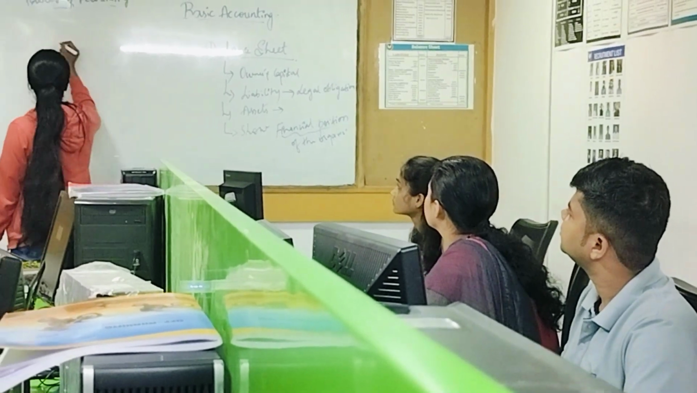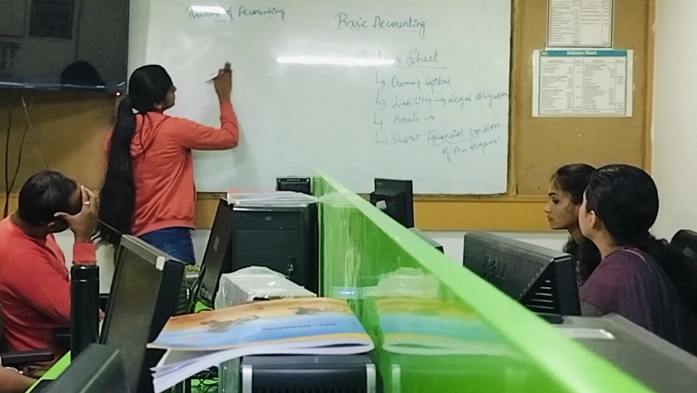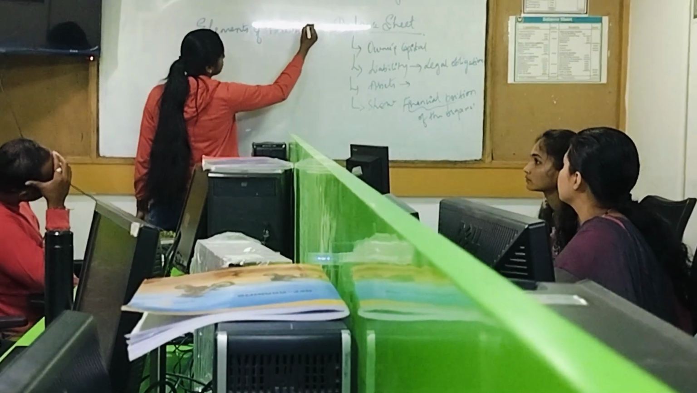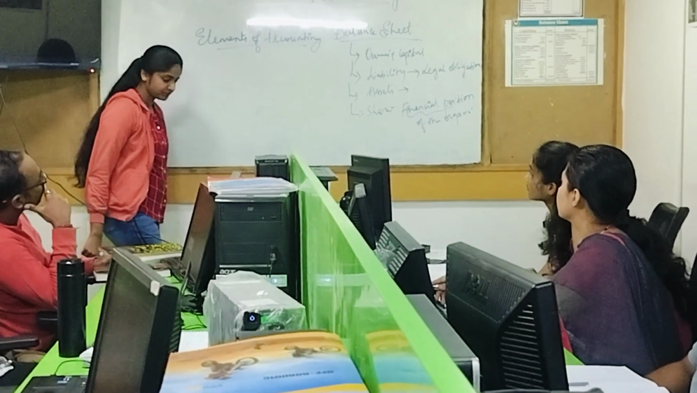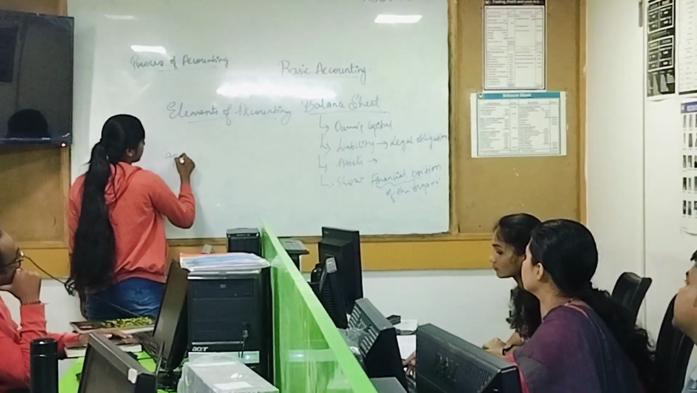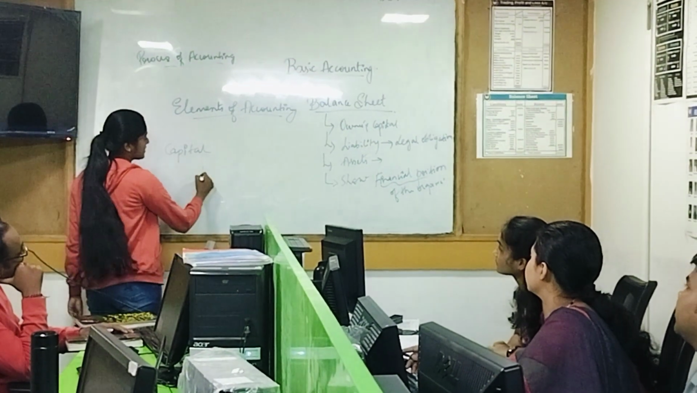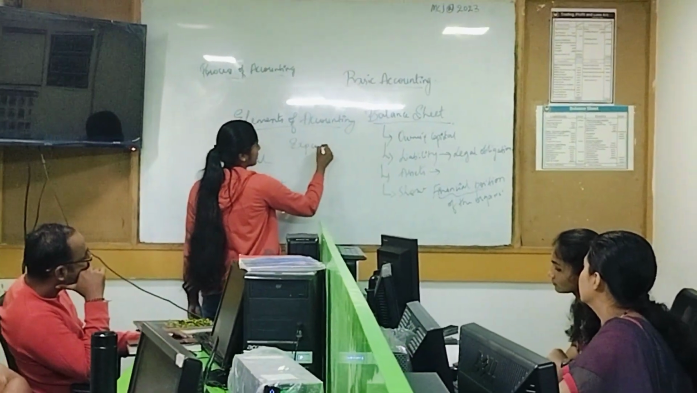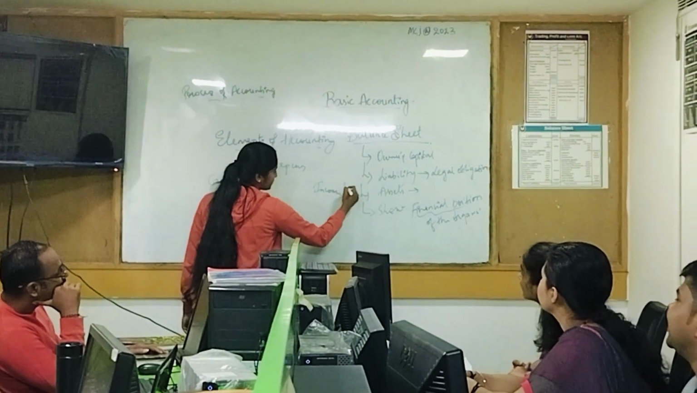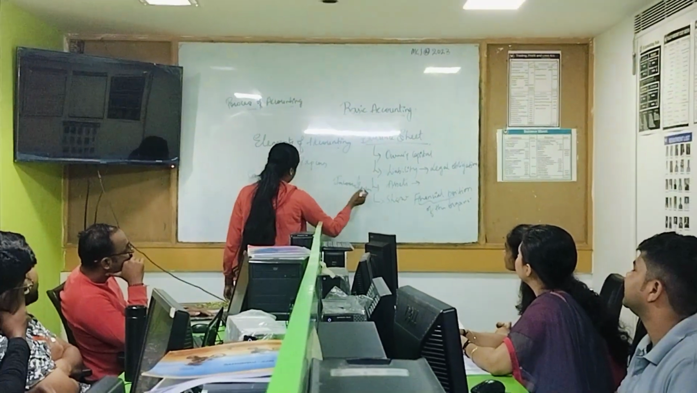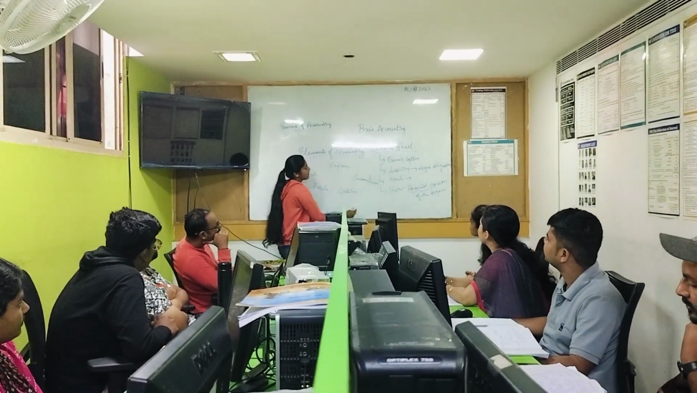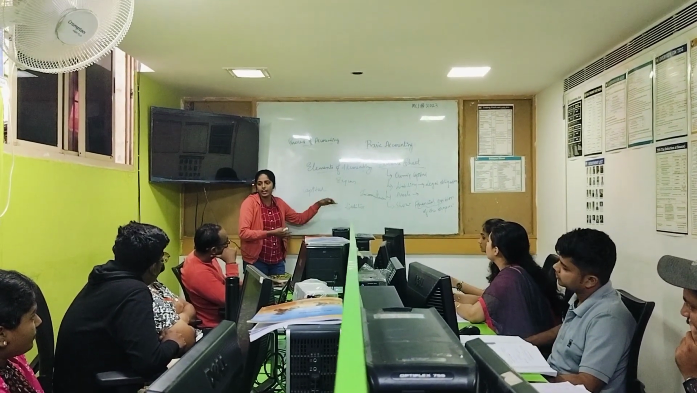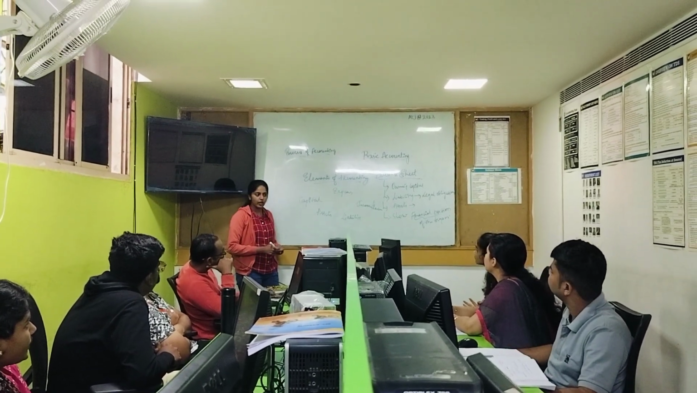Now tell me what are the elements of accounting. Very good. Capital. Assets. Revenue, expenses. Yes. Expenses. Incomes or revenue. One more thing. Liability. Yes. So these are the five major elements of accounting. Without this, we can't differentiate, we can't do the profit and loss account along with the balance sheets. So any doubts in this?